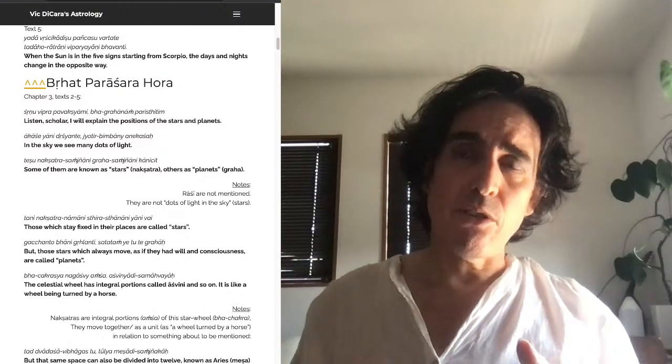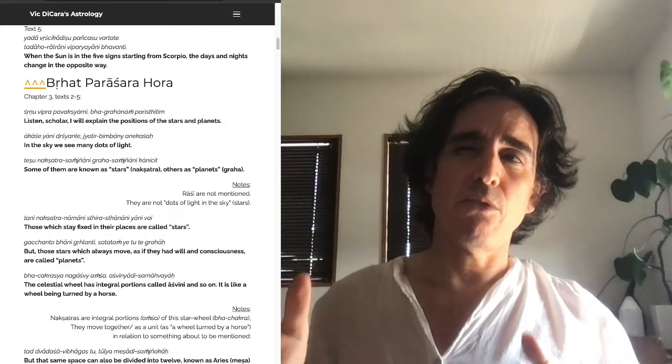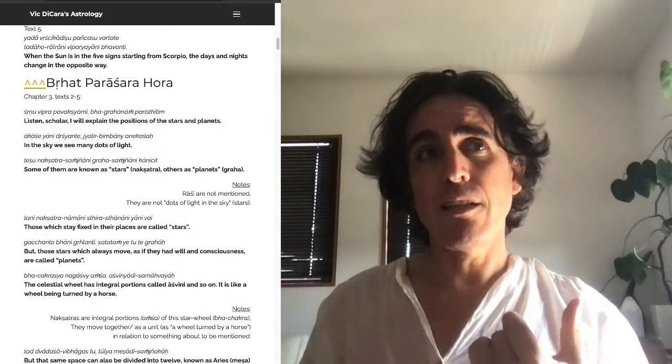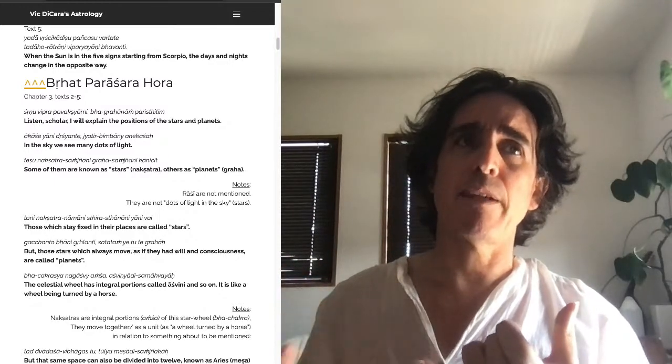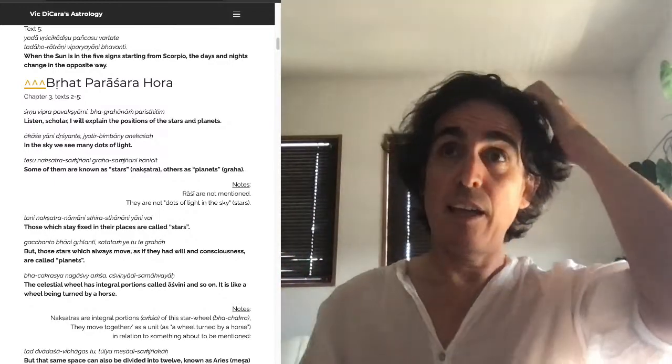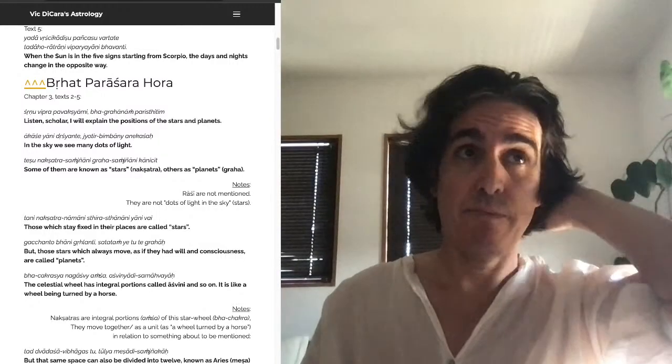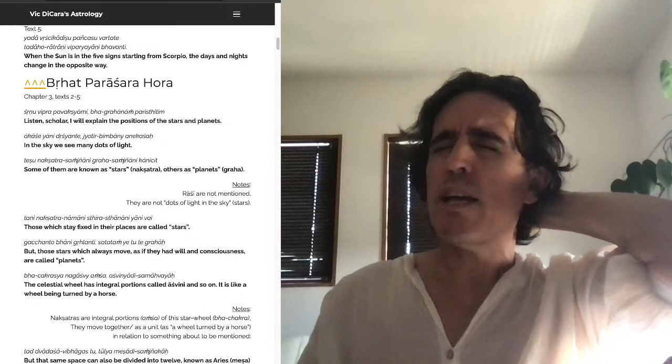So the Parashara shastra is a book that is dedicated to the interpretation of the chart, not the calculation of the chart. The Surya Siddhanta is the mechanics and the mathematics that allows you to calculate a chart. And the Puranas also give that astronomical information about how you would calculate the charts.